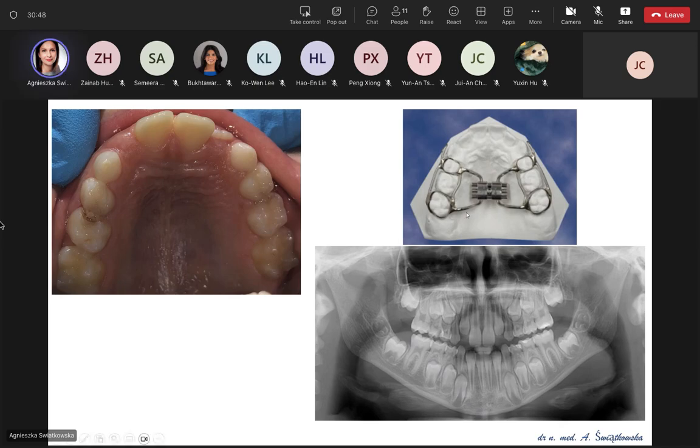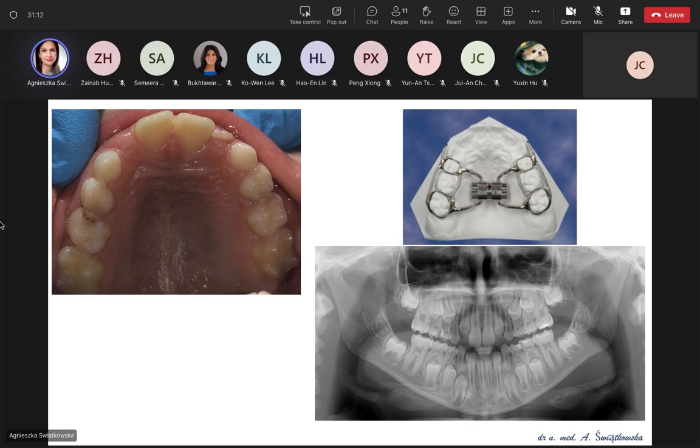Here you see Hyrex. Why Hyrex? Because very, very often the patient with underdevelopment of upper jaw has also a problem, not only anterior-posterior problem, but also a transverse problem. So first, this group of patients needs expansion and then protraction of upper jaw.